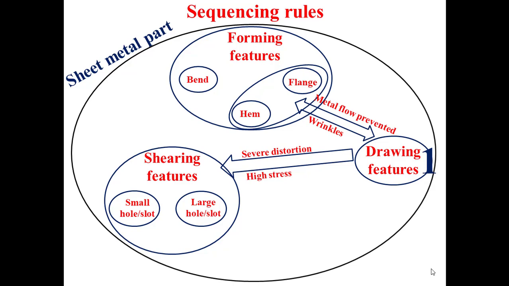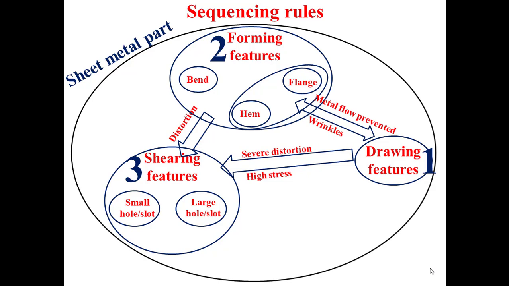Now, it's to note that the forming features might induce a distortion on the neighboring holes and slots. So it will be wise to cut holes and slots after carrying out the forming features. Therefore, the appropriate precedence will give 2 for the forming features and 3 for the sharing features. So in global, the drawing features must be carried out first, the forming features second, and the sharing features third.